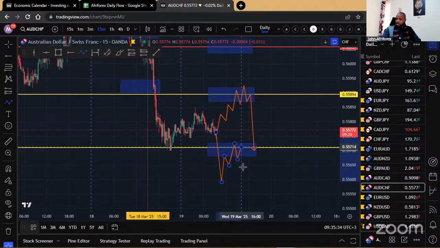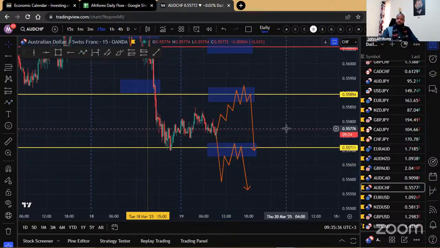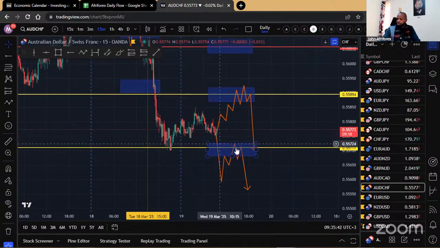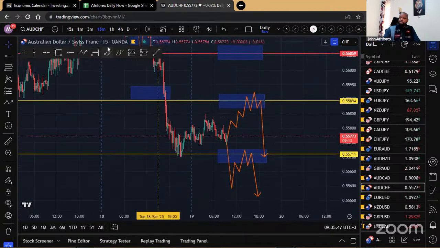if the sellers do show up on the pullback, and pullbacks will always be there, you just need to be patient. Then maybe we could get some conservative selling opportunities. But for as long as price is holding above this region to the upside, it might not be such a good idea to look for the selling opportunities.